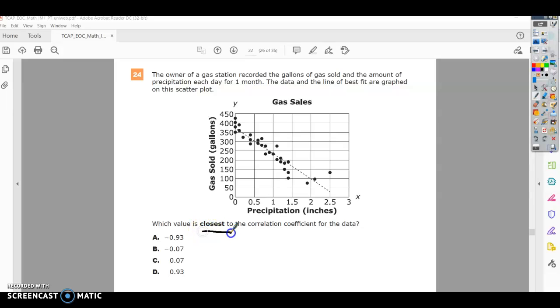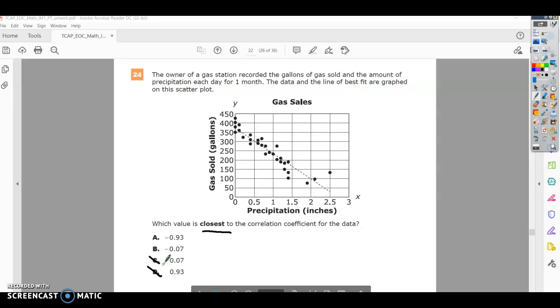All right, so which is the closest? It's kind of like an estimate, but you can see the points here go down, so it's in a negative direction. So this would be like a negative slope. If this line represents the set of data, that's what we're looking at. So you can automatically eliminate the two choices that have a positive slope.